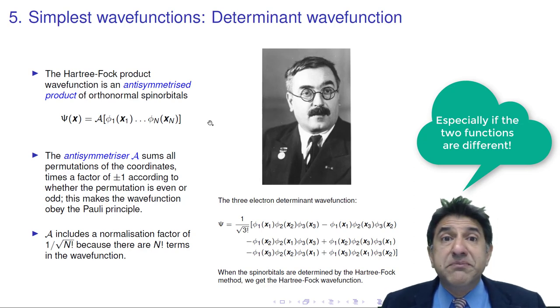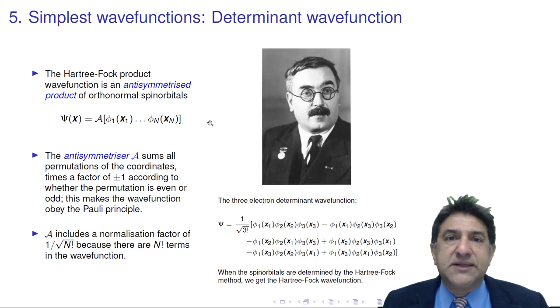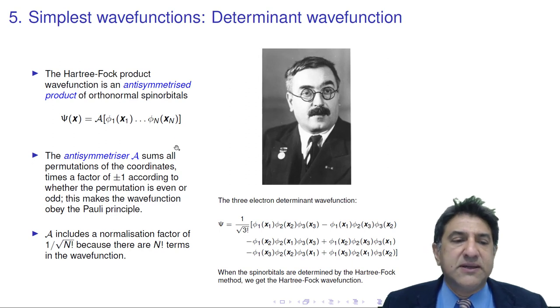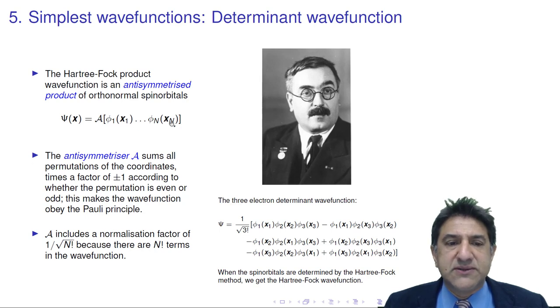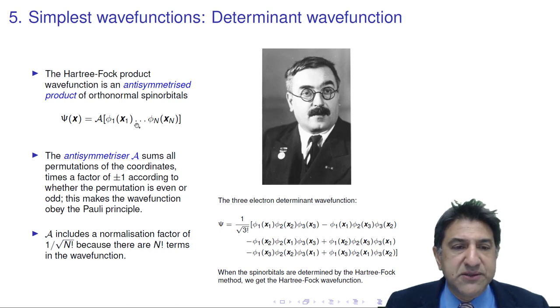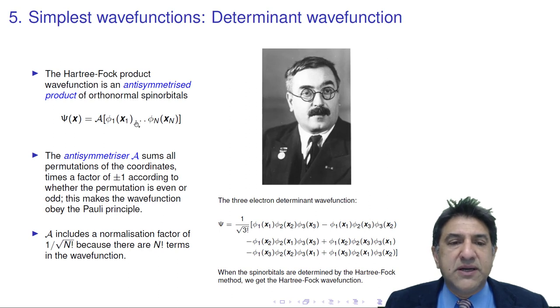So Fock realized that he could make the Hartree product obey this anti-symmetrizing principle, this reversal principle, the Pauli principle, by using something called an anti-symmetrizer. So we have an anti-symmetrized product of orbitals. What is the anti-symmetrizer? Well, the anti-symmetrizer sums all possible permutations of these coordinates, not the orbitals, these coordinates of the orbitals. The orbital indices remain the same, it's just permuting the coordinates. And every time we permute a pair of coordinates, we add either a plus or minus sign to that product and add it to the original product.